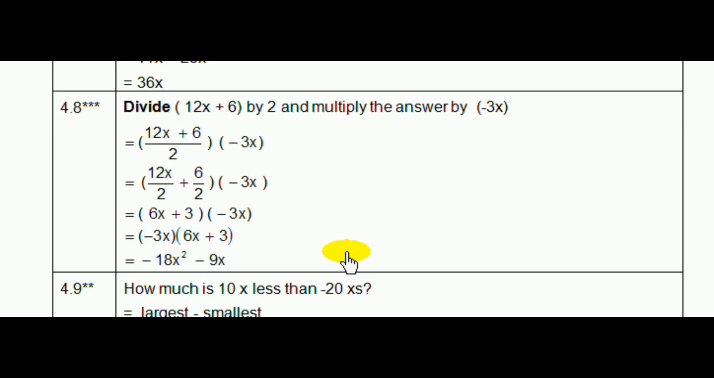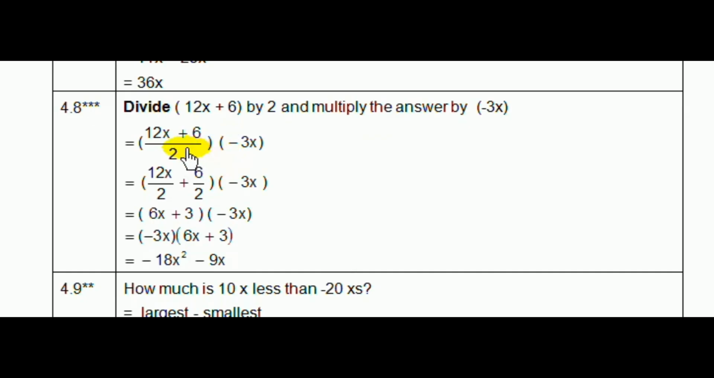4.8, a little more difficult, yeah? 3 stars. Divide the bracket by 2. And multiply the answer by that bracket. So first get your division right there in the first bracket, divide that, and then multiply. There's a multiple sign there.